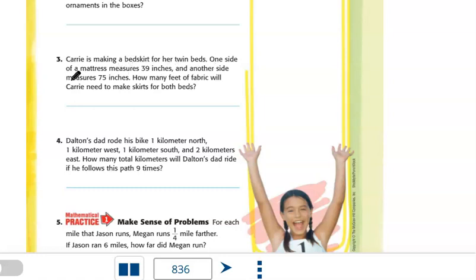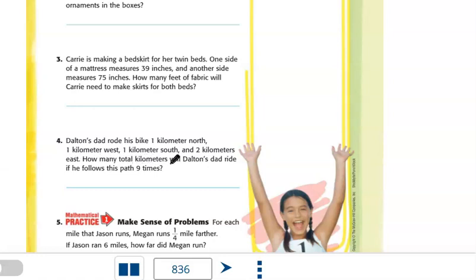Okay. Dalton's dad rode his bike 1 kilometer north, 1 kilometer west, 1 kilometer south, and 2 kilometers east. How many total kilometers will Dalton's dad ride if he follows this path 9 times? Okay, so take into account 1 time around the path and then 9 times. So hopefully that helps you with that one.